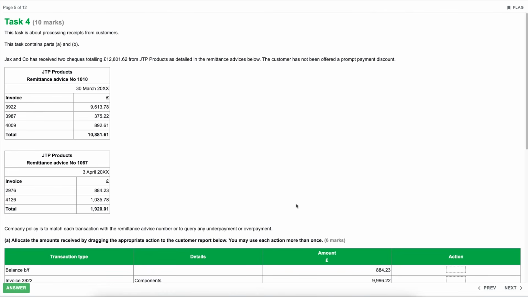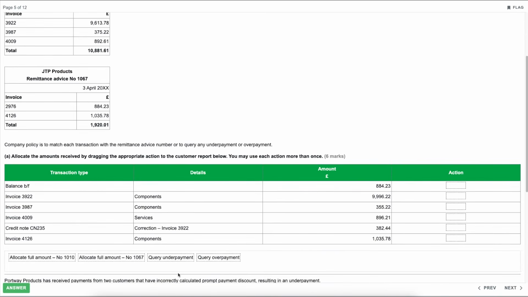So then on to task 4, which is worth 10 marks and is about processing receipts from customers. This task contains parts A and B. Jacks & Co have received 2 cheques totalling £12,801.62 from JTP Products as detailed in the remittance advices below. The customer has not been offered a prompt payment discount. So we can see here on the left hand side that we've got 2 remittance advices, remittance advice 1010 and remittance advice 1067. And they contain 3 invoices on the first one and 2 invoices on the second.